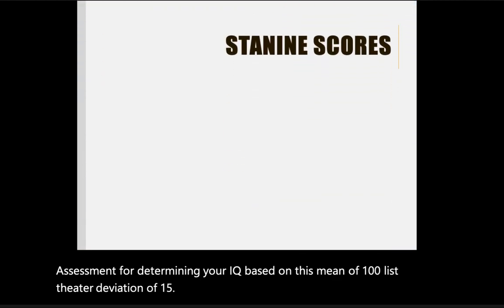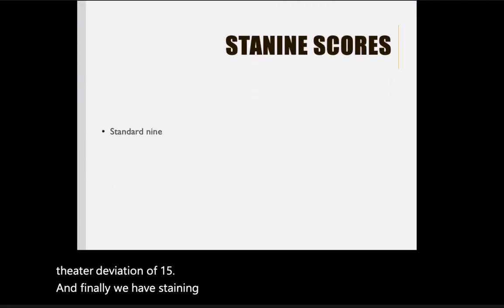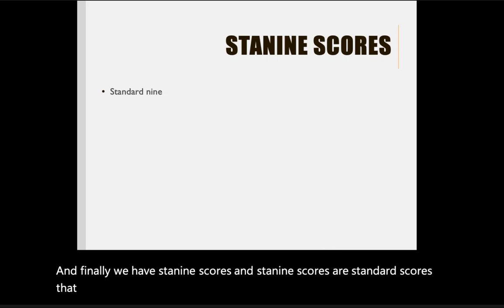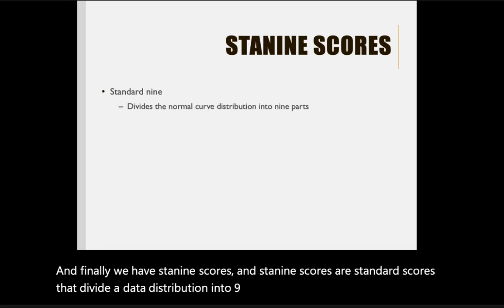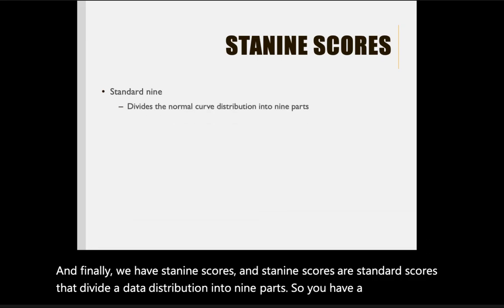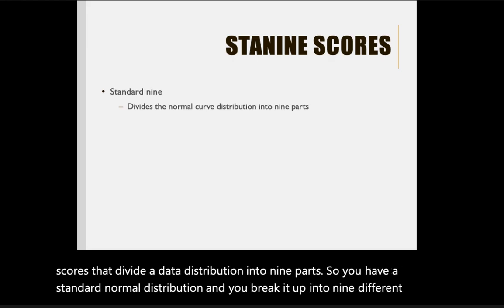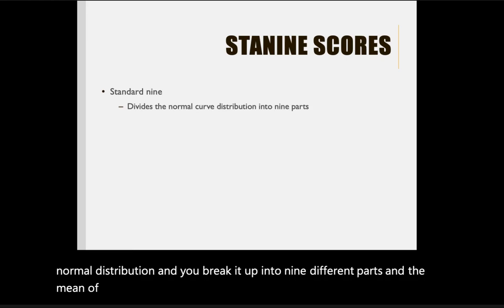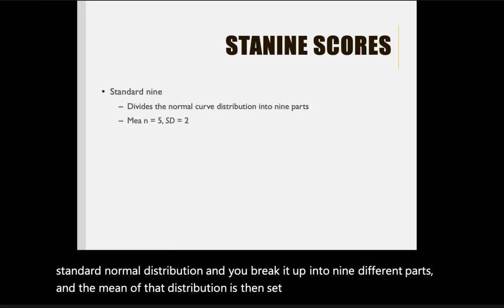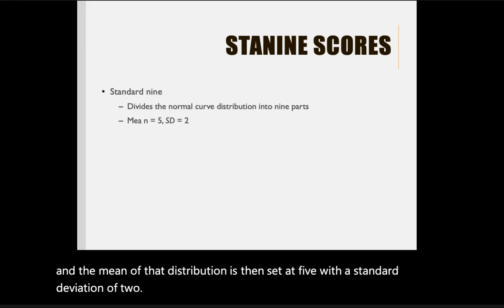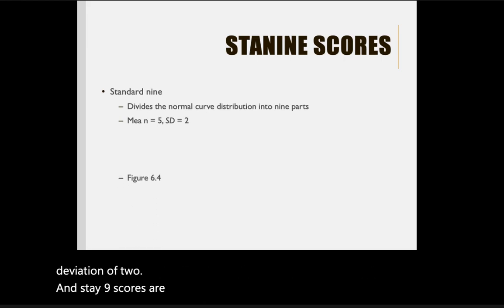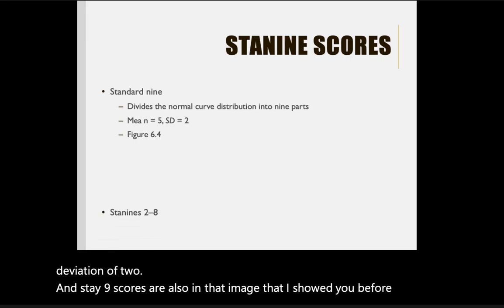And finally, we have Stanine scores. Stanine scores are standard scores that divide a data distribution into 9 parts. So you have a standard normal distribution and you break it up into 9 different parts. And the mean of that distribution is then set at 5 with a standard deviation of 2. And Stanine scores are also in that image that I showed you before, image 6.4.